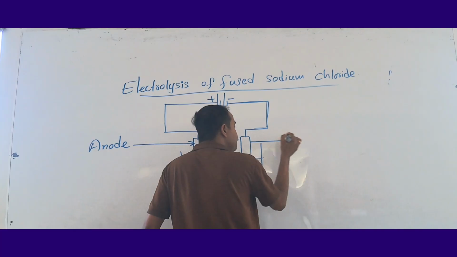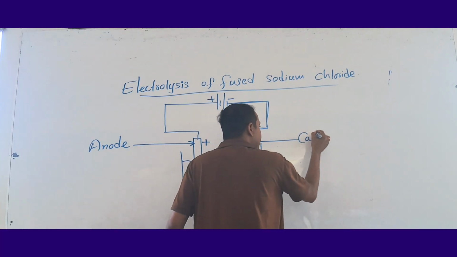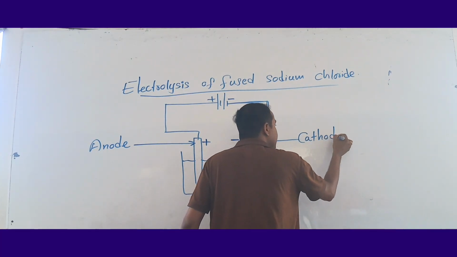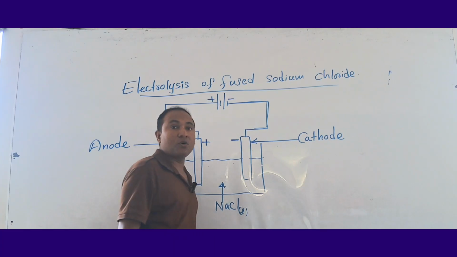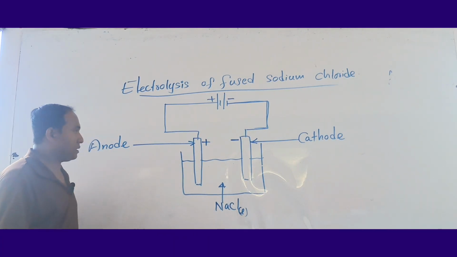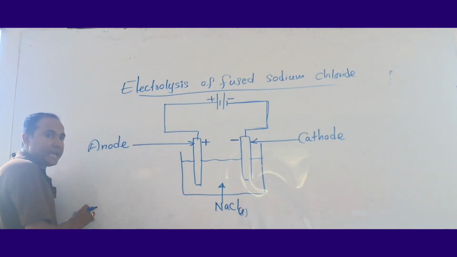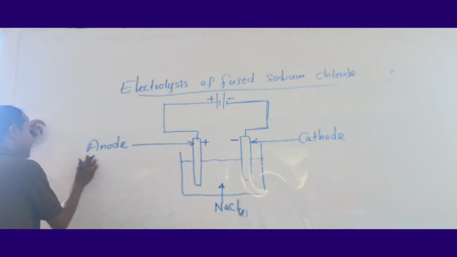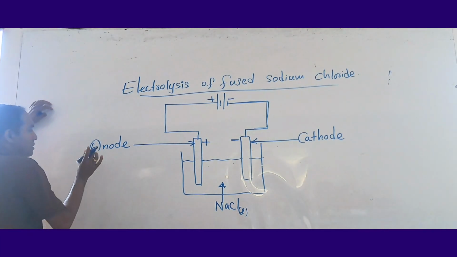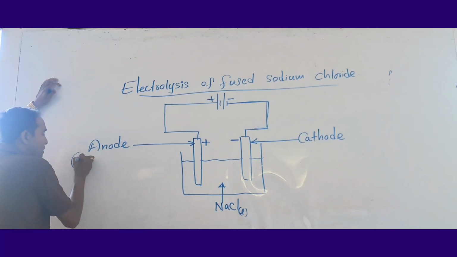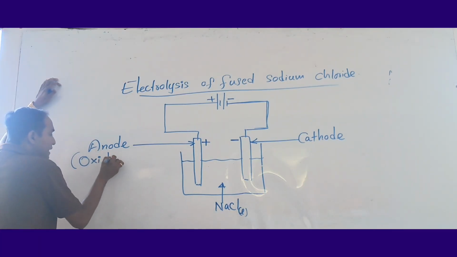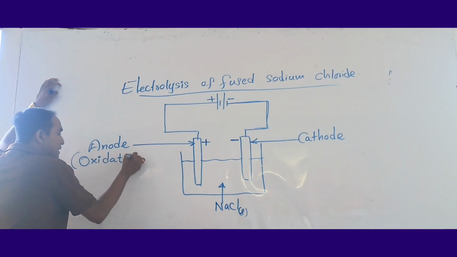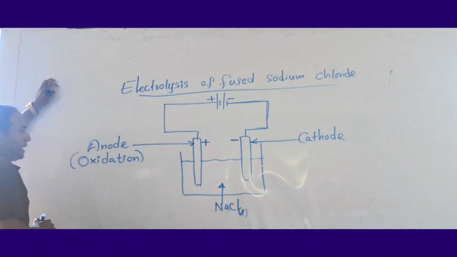Negative electrode is the cathode. You must remember: positive electrode is the anode, negative electrode is the cathode. Right. What is the chemical reaction that occurs near the anode? Oxidation. Oxidation half reaction occurs at the anode.